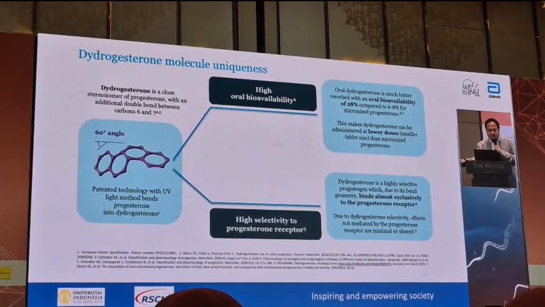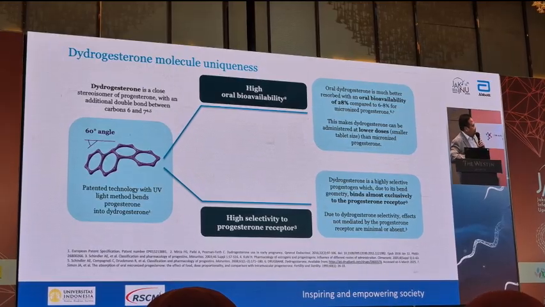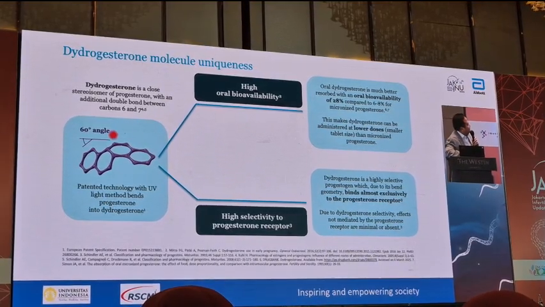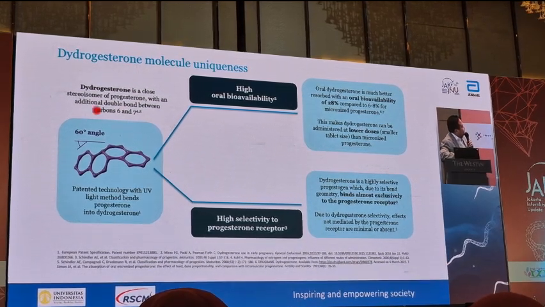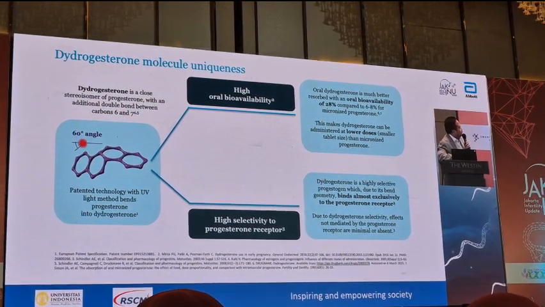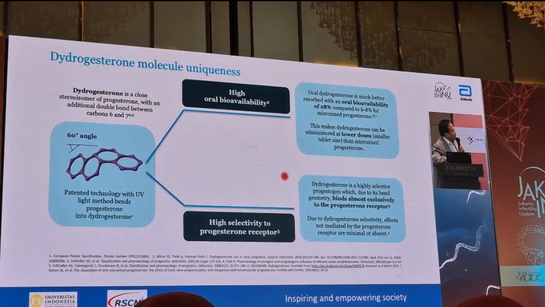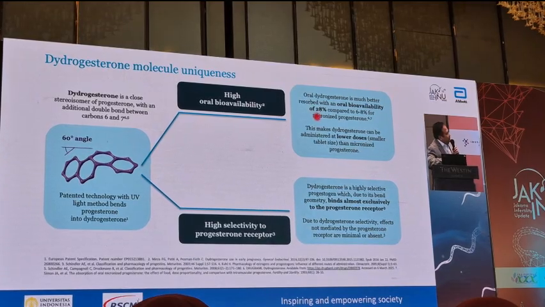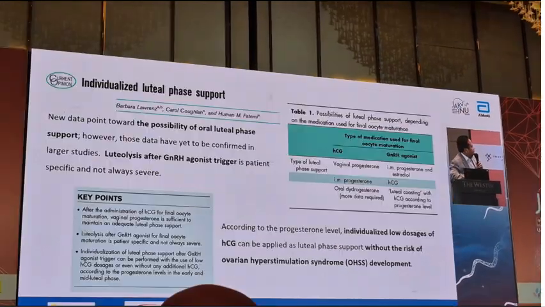What is dydrogesterone? This is actually a retroprogesterone. This is a close stereoisomer of progesterone, with an additional double bond between carbon 6 and 7, with high oral bioavailability, 28% compared to only 6 to 8% for natural progesterone.